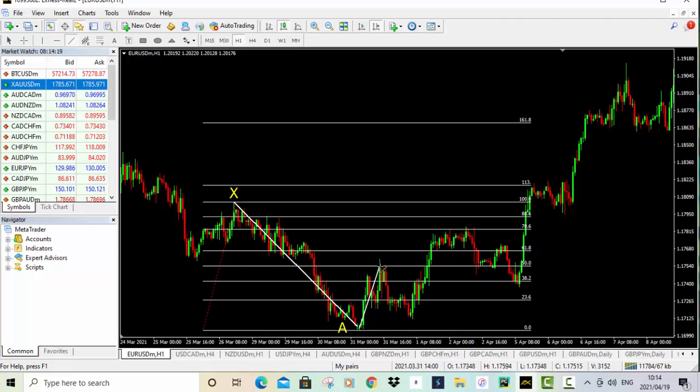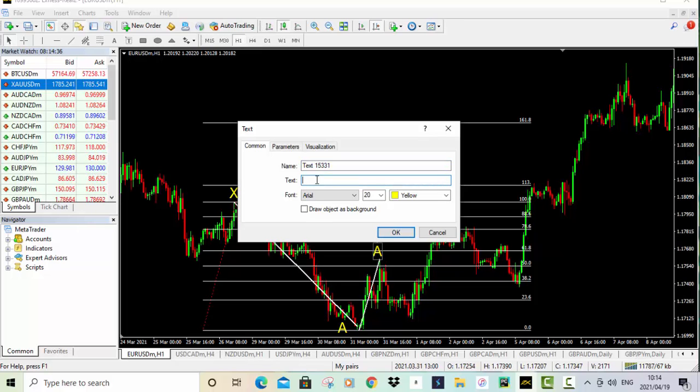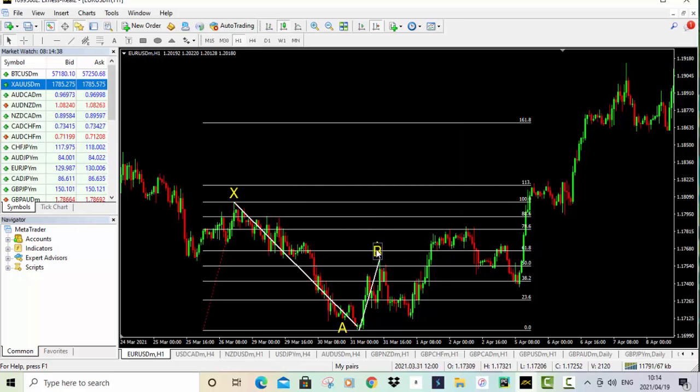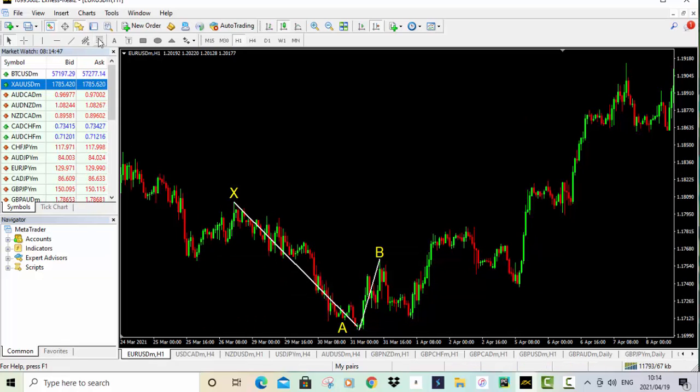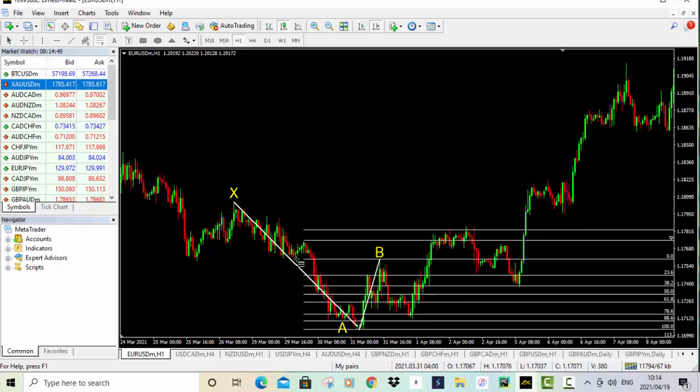50%. You see how it didn't come and touch that zone, so it is valid. So our B leg here is valid. The next step is to identify our C leg. Remember our C leg minimum requirement. Let's do that, our A to B. The minimum requirement for our C leg is 38.2% retracement.